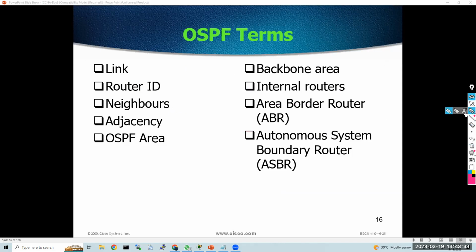Okay, OSPF has some terms here: the link, router ID, neighbor, adjacency, and area concept. You have to remember this. It forms neighborship, router ID, adjacency, and OSPF area. The backbone area we call area 0. We can have n number of areas, there is no limit. Internal router, ABR (area border router), and ASBR (autonomous system border router) I will discuss in a coming slide.